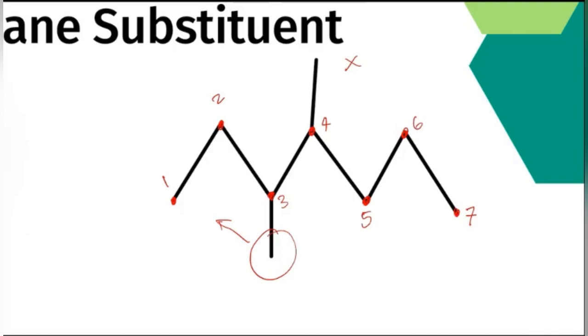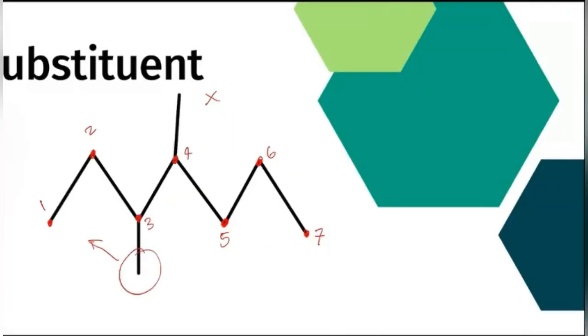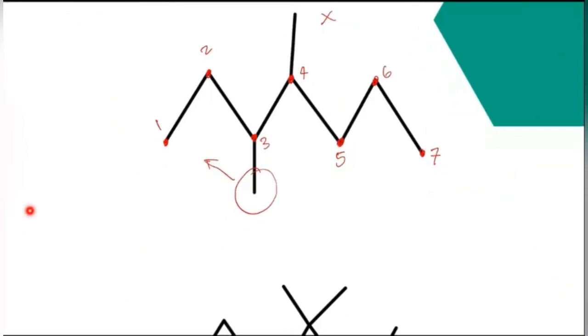Okay, now you've identified the longest chain. What's the name of that chain? We have 7 carbons involved. The name will be heptane. That's the longest chain. Then what's the name of the alkyl groups? We have a methyl group here below and a methyl group above. Since there are 2 methyl groups, we will use the prefix di. If you have 3 methyl groups, you will use the prefix tri. In this case, we have 2 methyl groups, so we will use the term dimethyl.